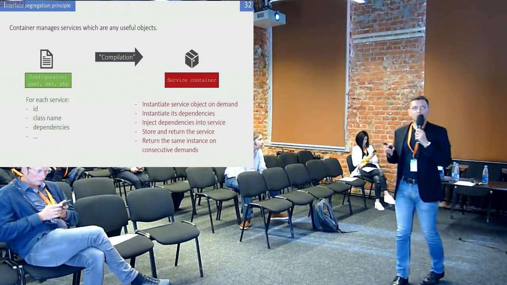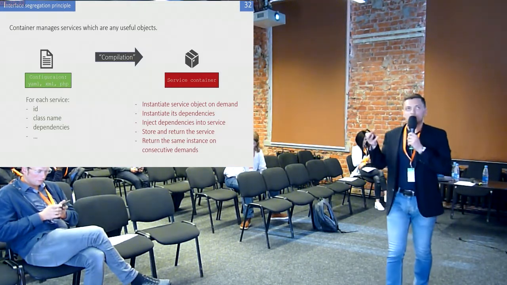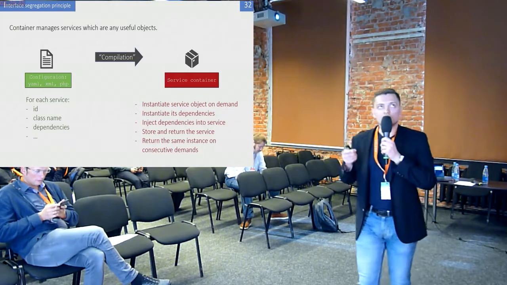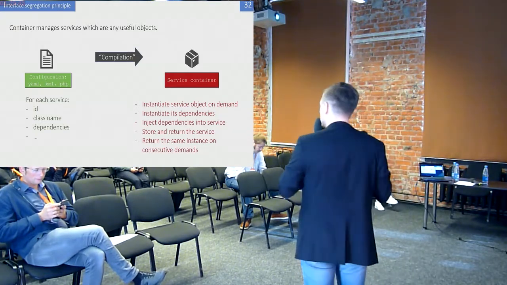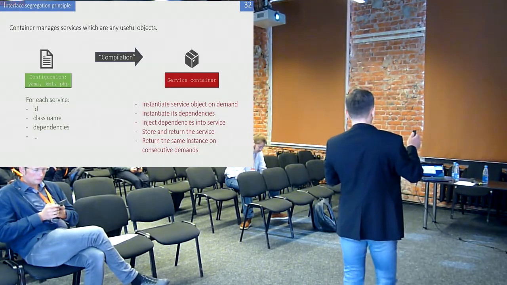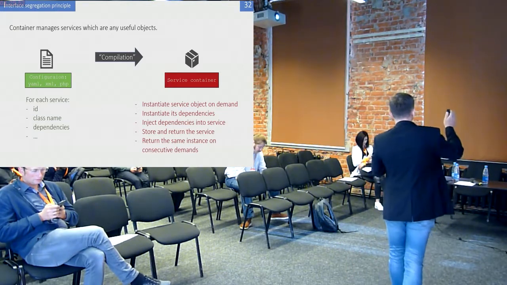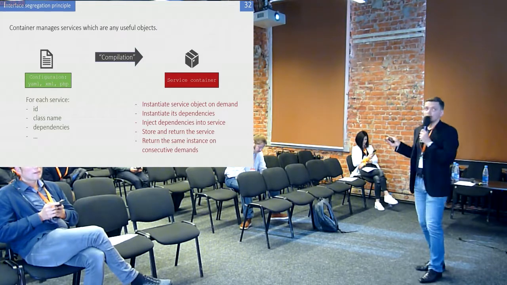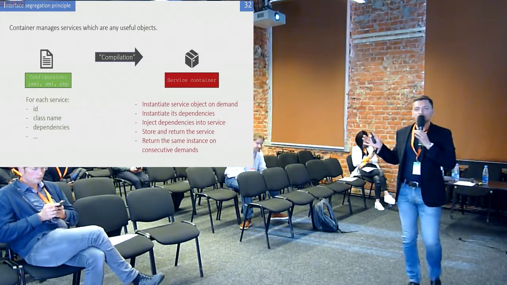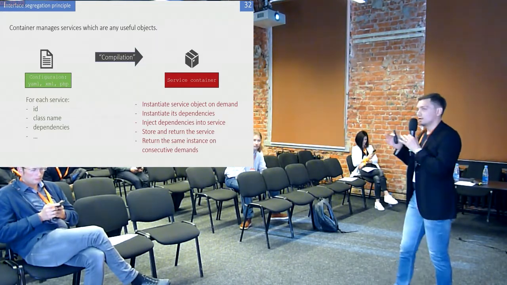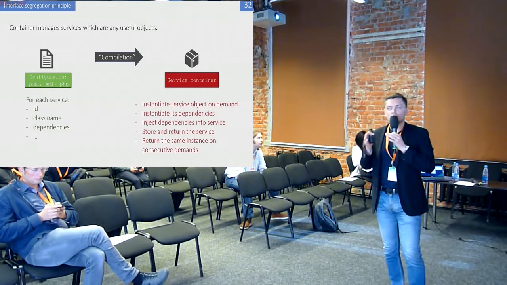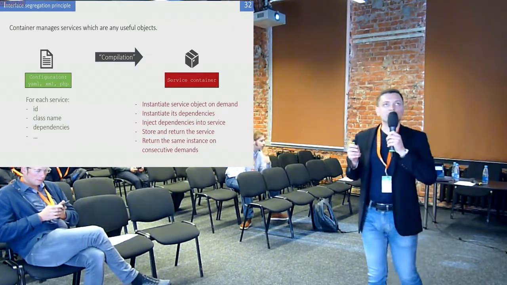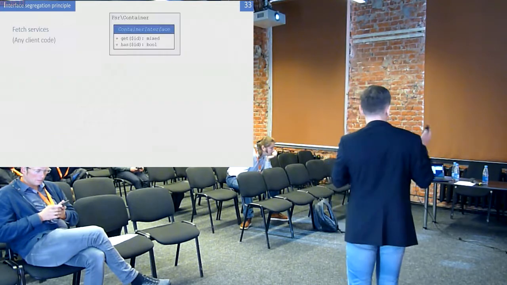So there is a central point of creation of services, which is called the service container. To get the service container to know about services, there's a little bit of configuration in the form of YAML, XML, or PHP. For each service, you define an ID, class name, and its dependencies. This information gathered from different places is assembled together, compiled, and the service container is ready to use.